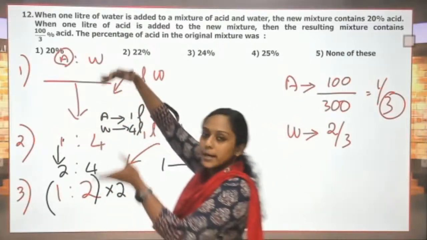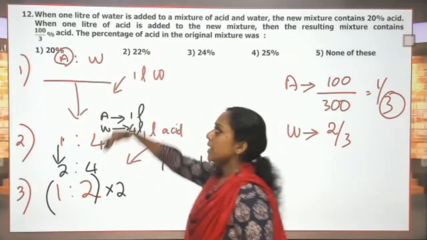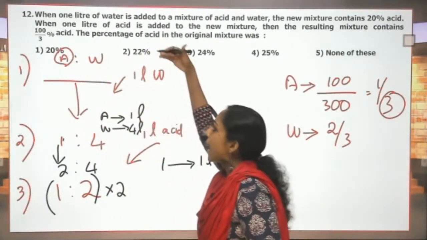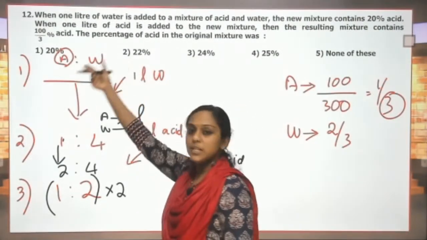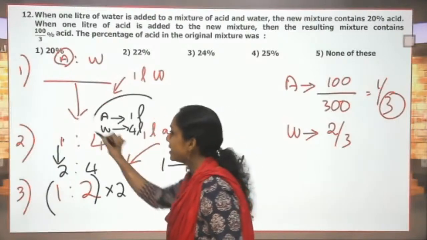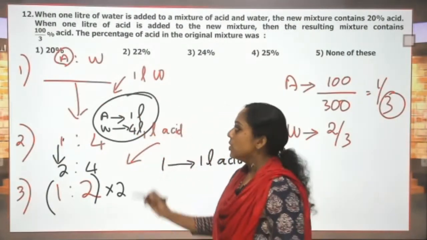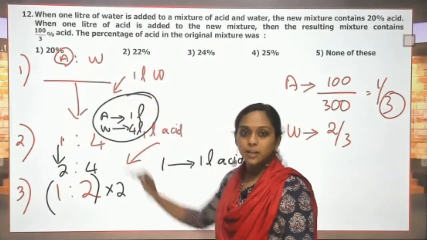Now I am moving back into the initial mixture. See, to the initial mixture I added 1 liter of water. I added 1 liter of water to the initial mixture in order to get this second mixture. So what was the change between the first and second mixture?